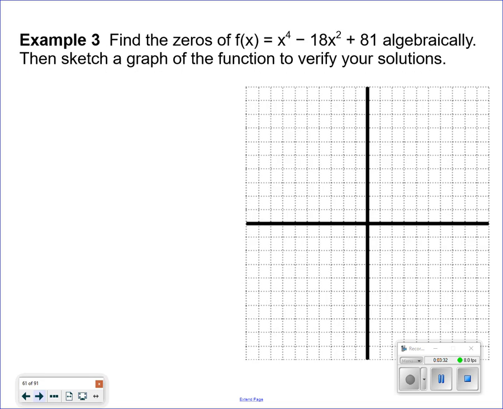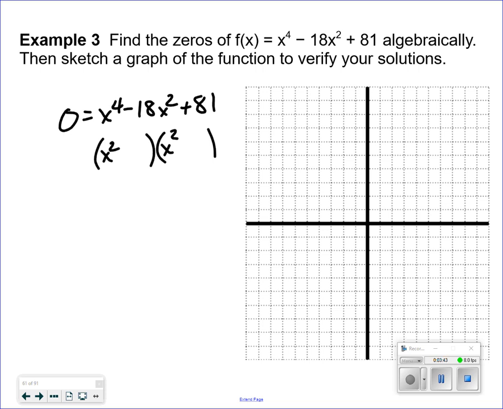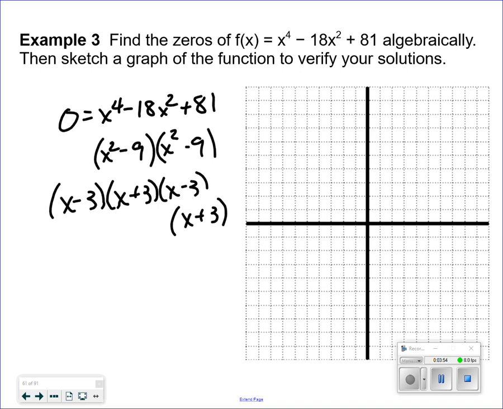All right, so I'm going to do this graph. And I want to find the zeros. But let's first do it by factoring. This factors, and so you get x squared minus 9 and x squared minus 9, and it factors to be x minus 3, x plus 3, x minus 3, and x plus 3. So on the graph, and again, you can pull out a graphing calculator here. I'm sorry, I didn't solve all of these.